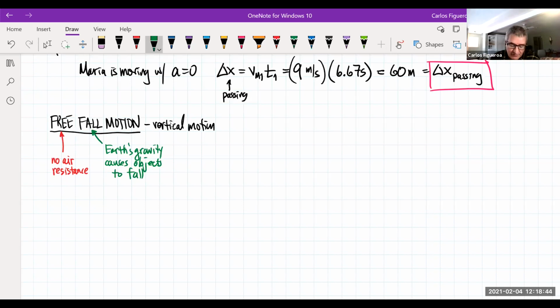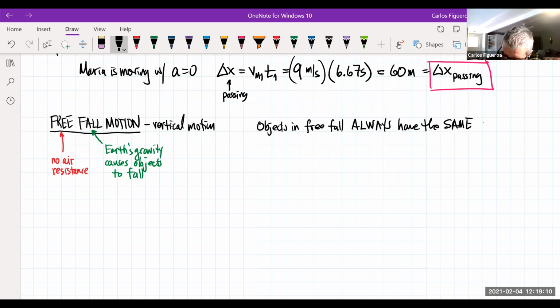And what do we know about free fall motion? What we know about this is this. Objects in free fall always have the same acceleration. They always have the same acceleration.